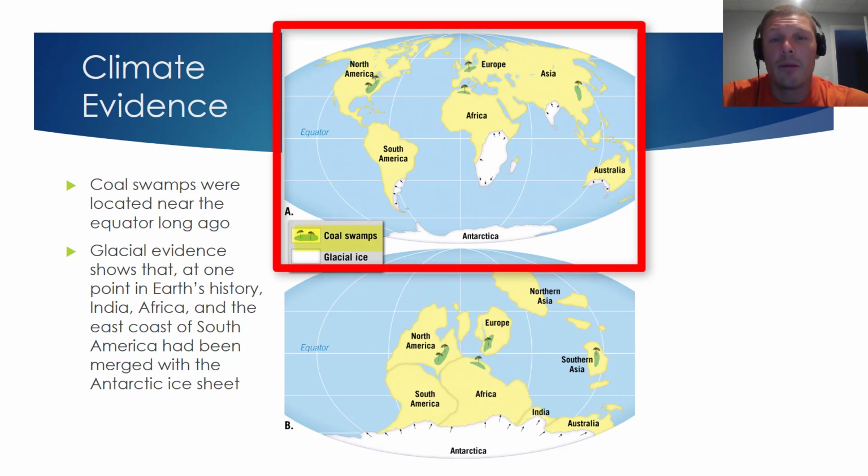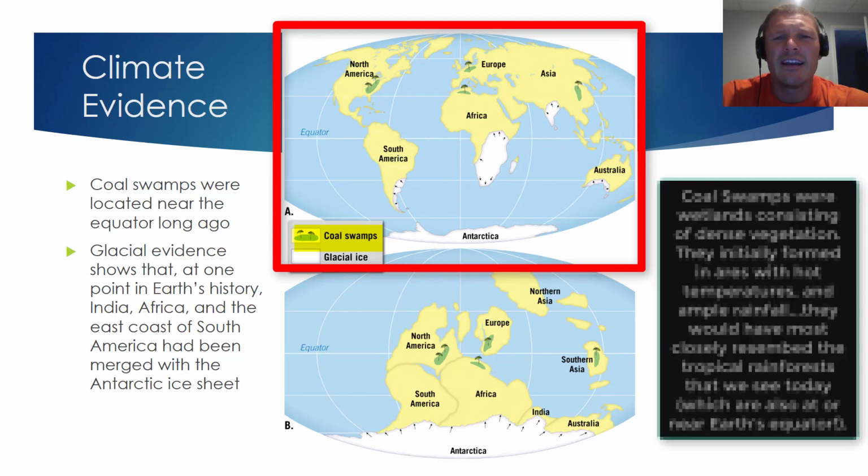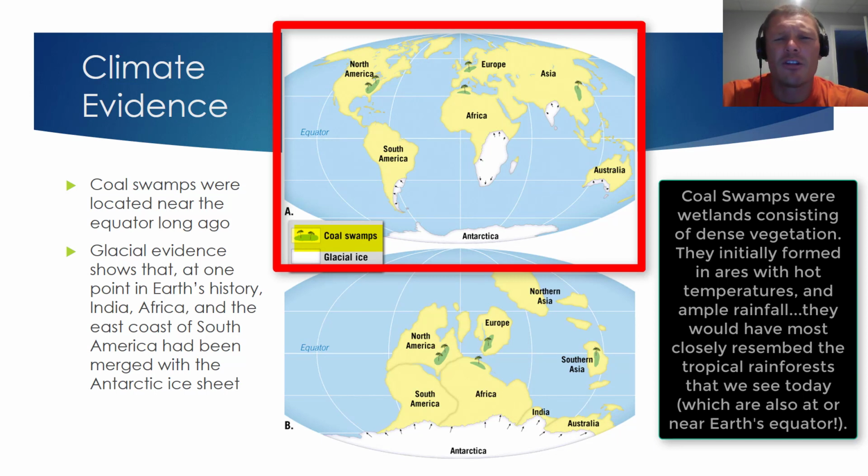Let's focus on coal swamps to start. We find coal swamps along the east coast of the United States, in Europe and northern Africa, as well as in southeastern Asia. Now for coal swamps to have formed, you really need to have a hot, humid climate. But the current location of those coal swamps is very far north of the equator. So the coal swamp locations as they currently exist don't seem to really make sense.